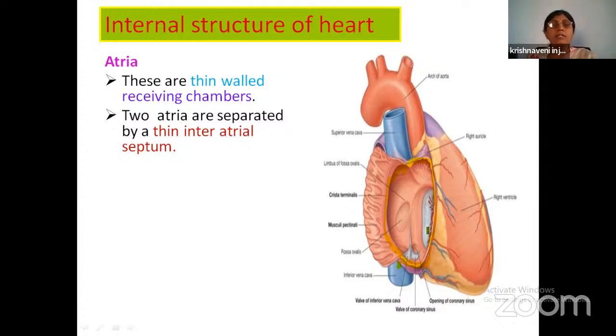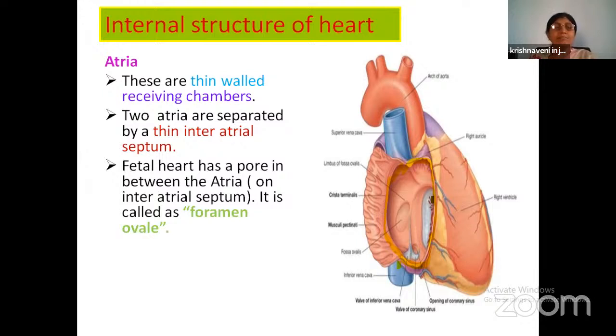The two atria are separated by a thin interatrial septum. So in between, the septum is there. Here you cannot watch it, but you can imagine that. The fetal heart has a pore. At the embryonic stage, the fetal heart has a pore in between the atria, on the interatrial septum. If this is the right atrium, the left one is on the other side. This is the septum. In between, there is a pore. This is the place of the pore.